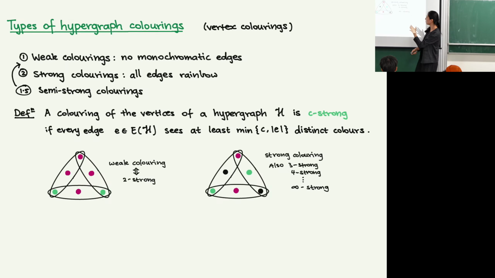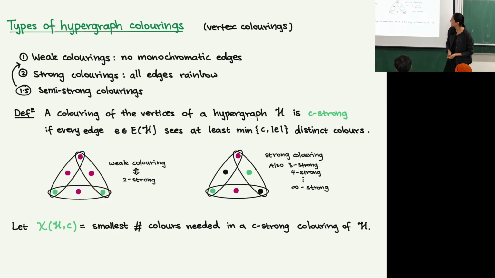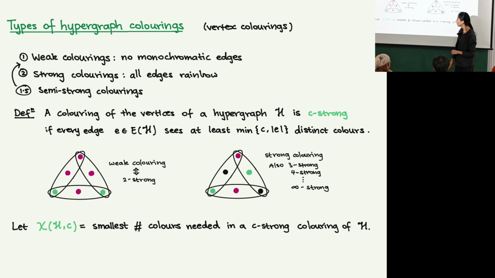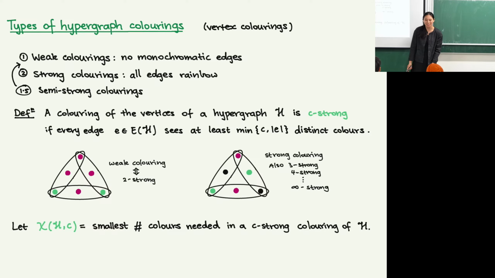Okay, so in that sense, this notion of C-strong coloring really generalizes both weak and strong colorings, and it's extremely natural. And as usual, when we have a notion of coloring, we have a notion of a chromatic number, and here we use chi_C(H) to denote the smallest number of colors needed in a C-strong coloring of this hypergraph H. So this is something that we thought was extremely natural, but surprisingly, we really struggled to find any references to it in literature, apart from the problem we were studying.